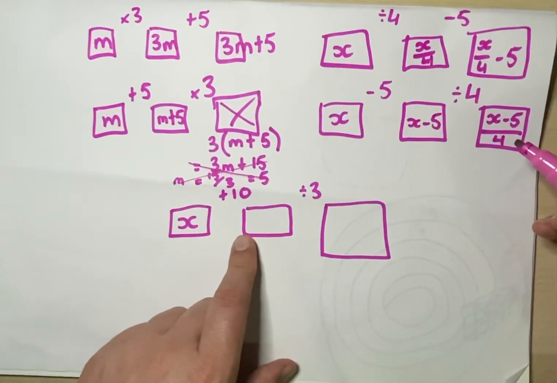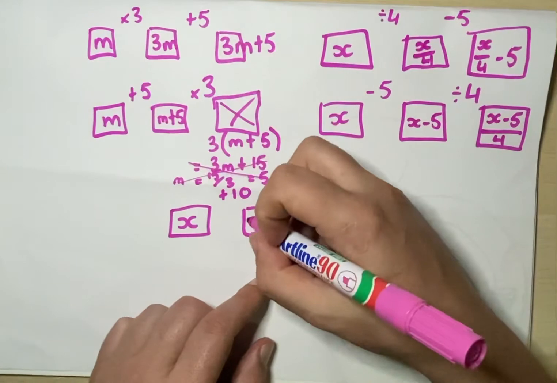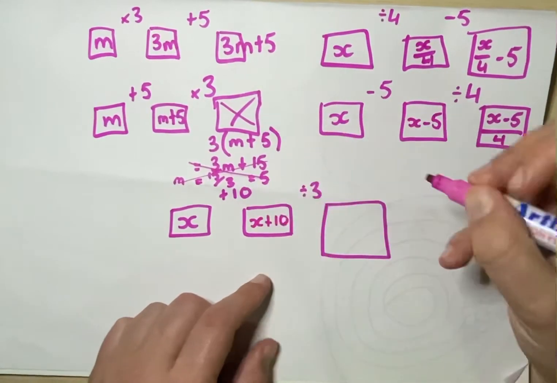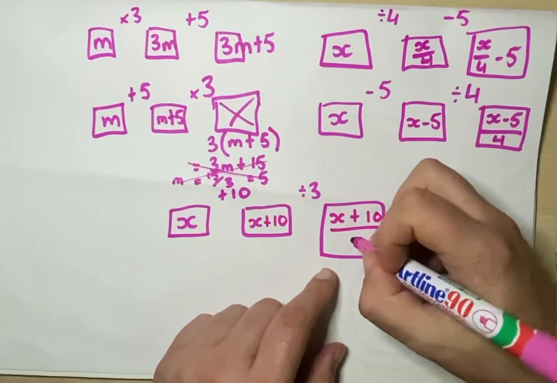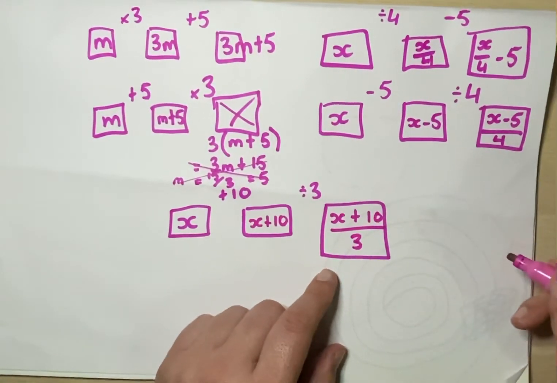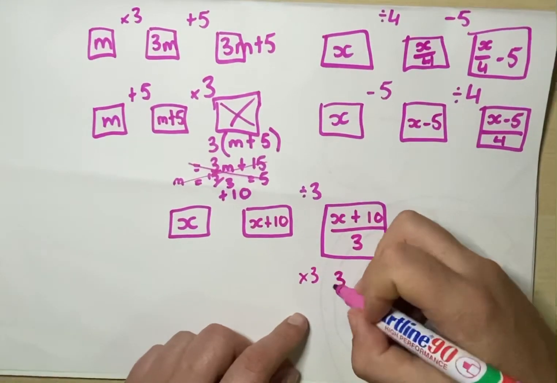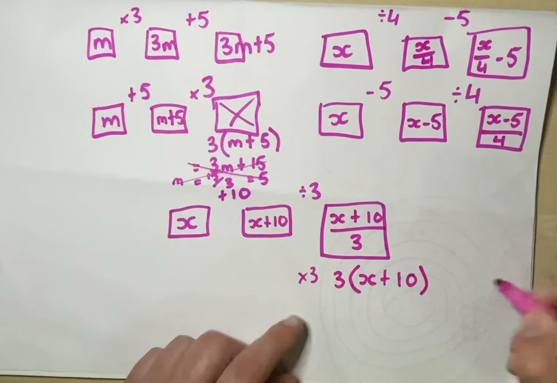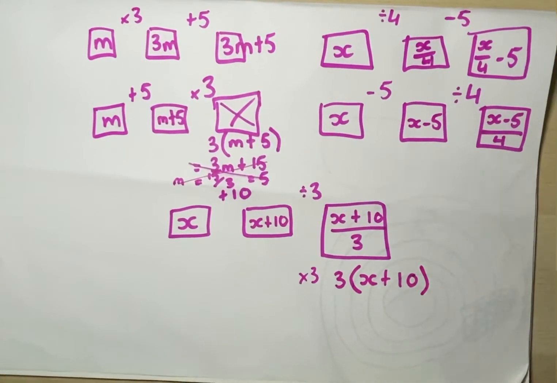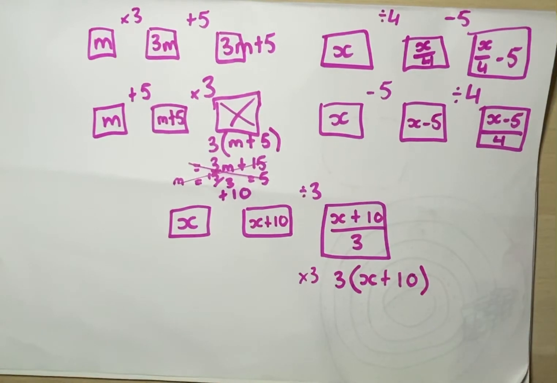Let's take this question here as just another quick example. X plus 10 becomes x plus 10 divided by 3. We throw that on top and put the 3 down there. Let's say that was times by 3. Okay, we would throw the 3 out the front, brackets x plus 10, like that. And that's an example of one of the questions in your work today. So it does build up quite slowly in the questions.